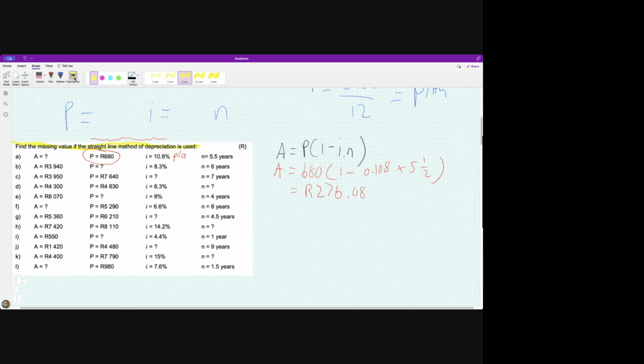Okay, let's try another one. That was just our first one. I am going to ask you now to say, look, you're going to know the final value. So you know that the A is that. You know that the I is 8.3% per annum. So that's the depreciation rate. And you know it's for 6 years. Can you work out for me what the initial value of the item was?